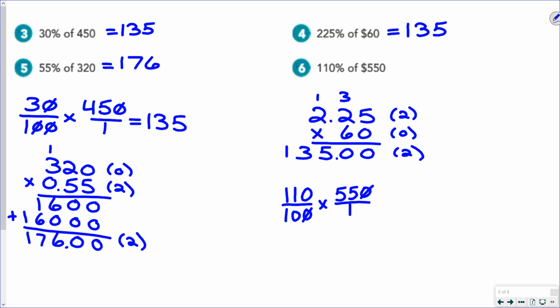Because I can eliminate zeros, and then I take 55 times 11, which is 605.